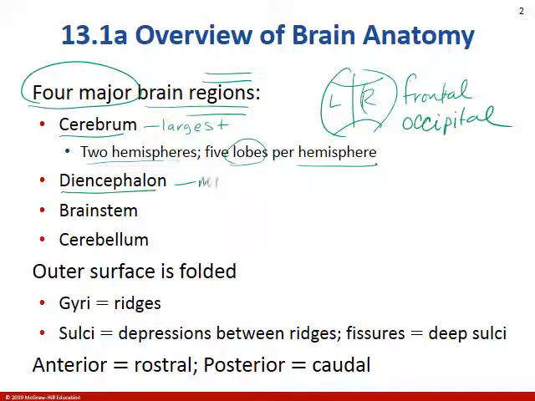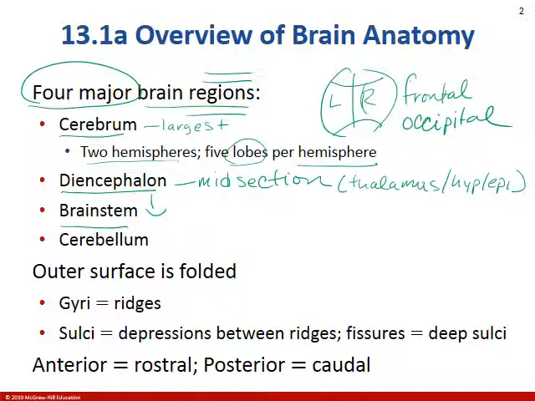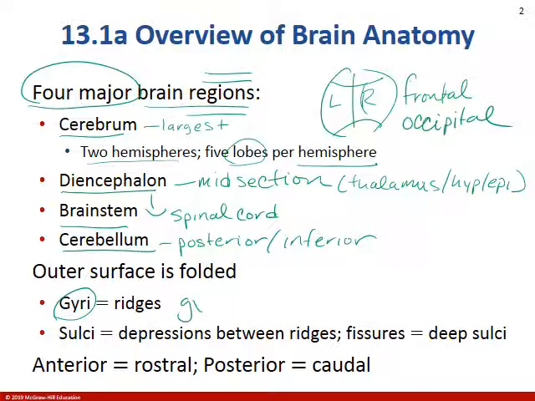Diencephalon basically is the midsection, and these will become more clear as we look at the image. So the diencephalon is going to be the thalamus, the hypothalamus, the epithalamus. The brainstem goes from the diencephalon down to meet the spinal cord. And then we have the cerebellum, which is going to be on the posterior or backside, kind of posterior and inferior to the cerebrum.